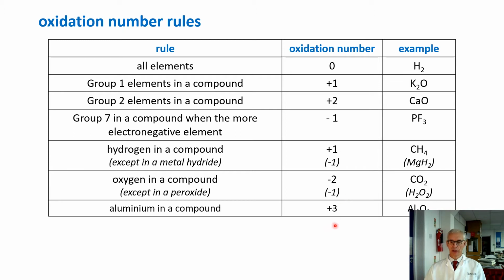And then we have a sometimes useful little add-on rule. Aluminium is in group 3, but it is always +3. That is not the case for other elements in group 3.